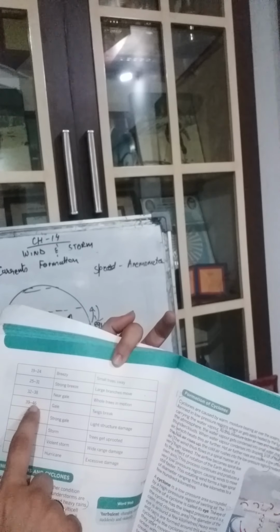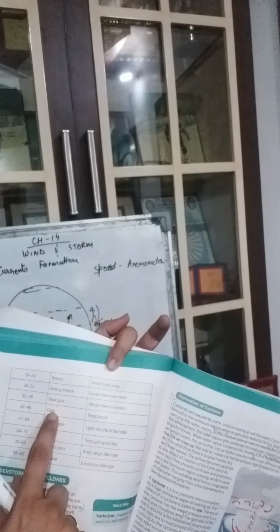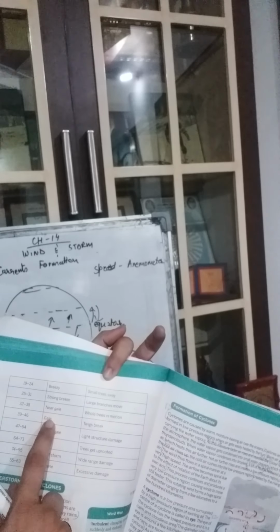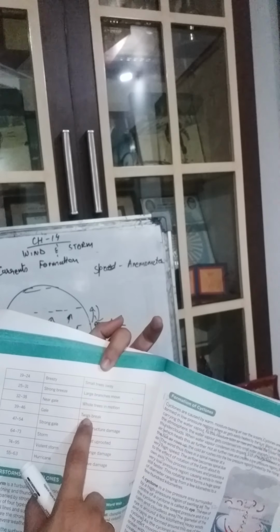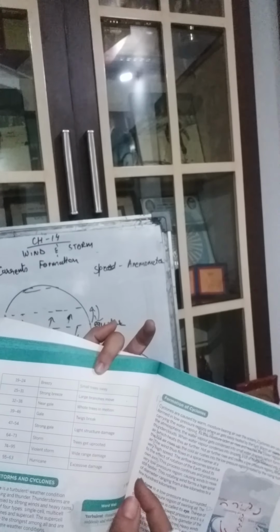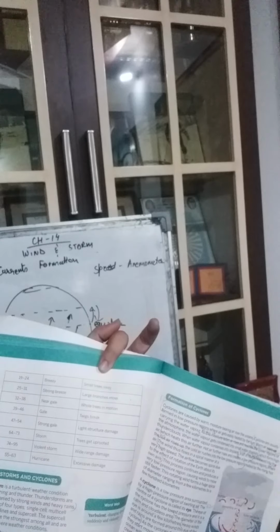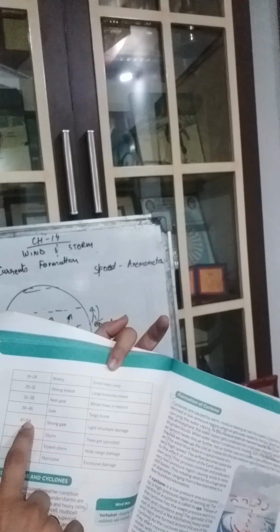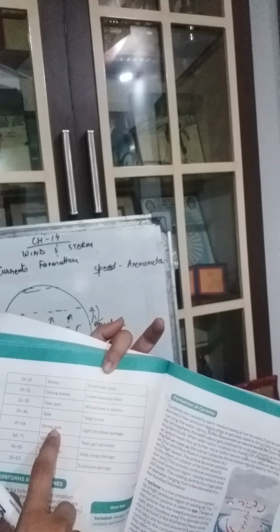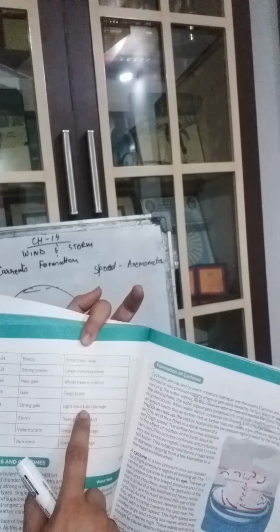When it is 39 to 46, it's called gale. Okay, the strong wind is called gale, and the twigs break. The small branches start breaking with that gale. When it is 47 to 54 kilometers, it is called a strong gale, and there is light structural damage.